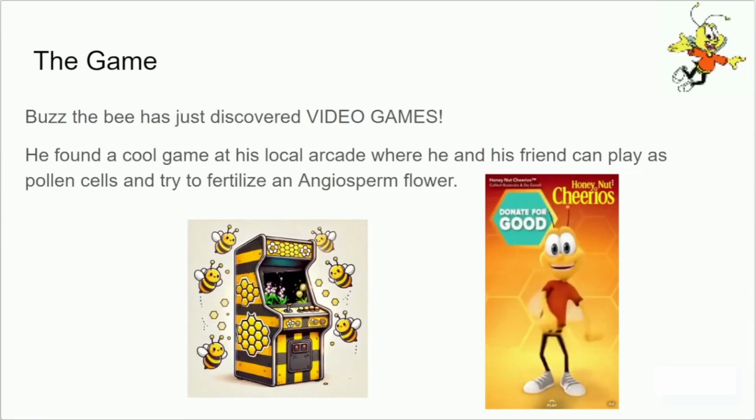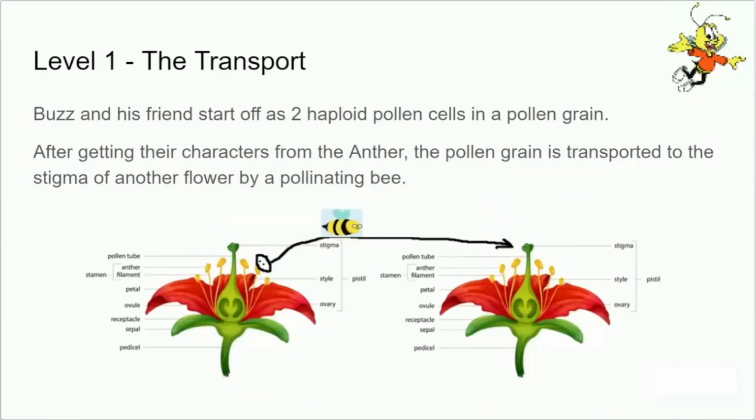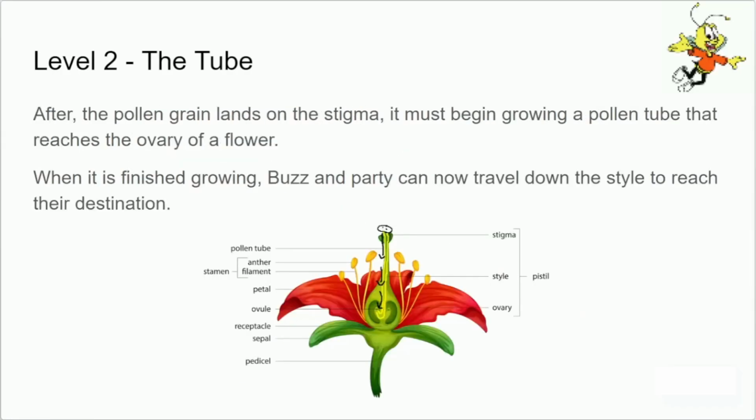That's right. Buzz discovered a video game at his local arcade about double fertilization. He and his friend are able to play together as pollen cells to try and fertilize an angiosperm flower. Level 1. The Transport. In this level, Buzz and his friend begin their journey as two haploid pollen cells in a pollen grain. The game starts with a scripted journey where a bee takes this grain from an anther of a flower to a stigma of another flower.